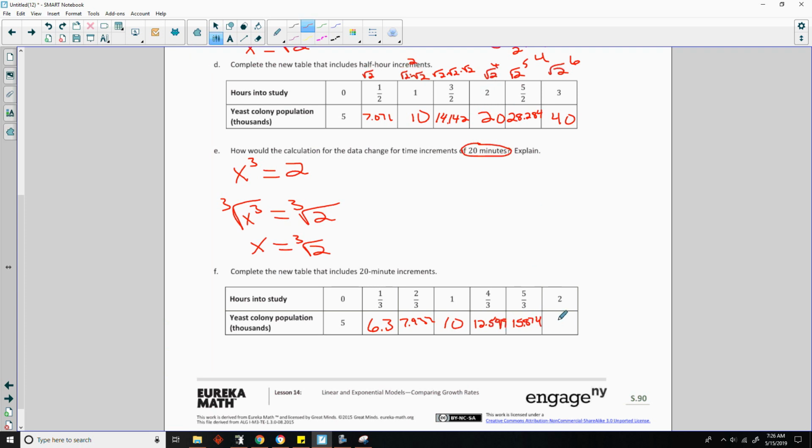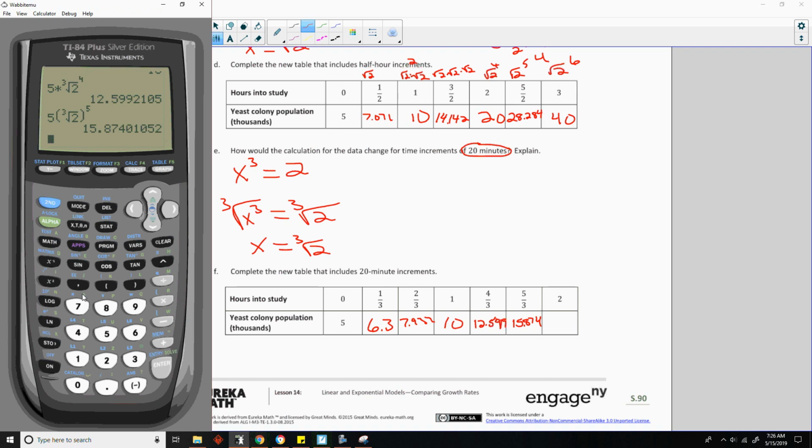And 2 should be 20, but I'll check it with my calculator. 5 times math 4 for cube root, 2 to the power of 6. Okay, that is my 6th 20-minute increment, which is 2 hours. Hit enter, and I got 20. It matches here.